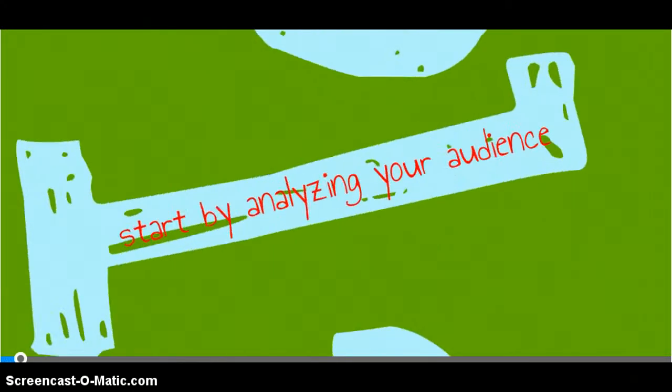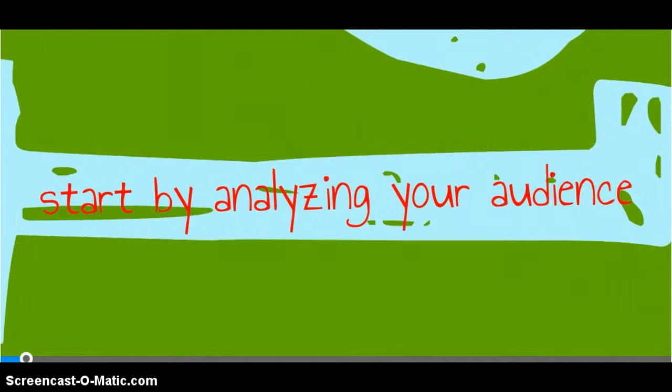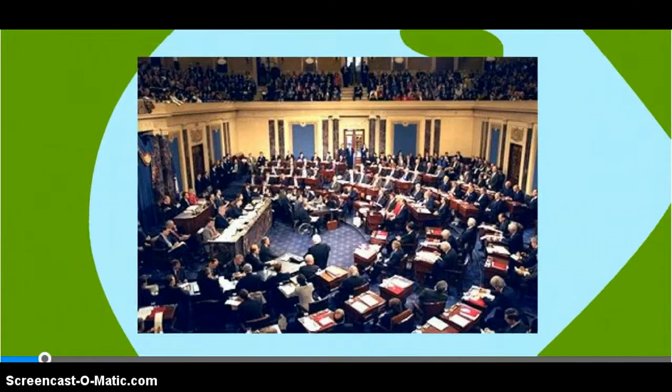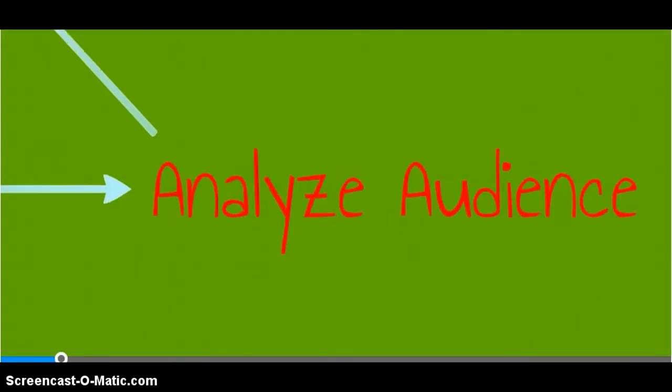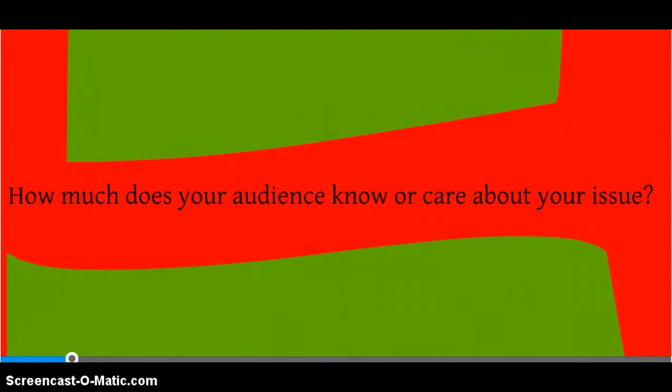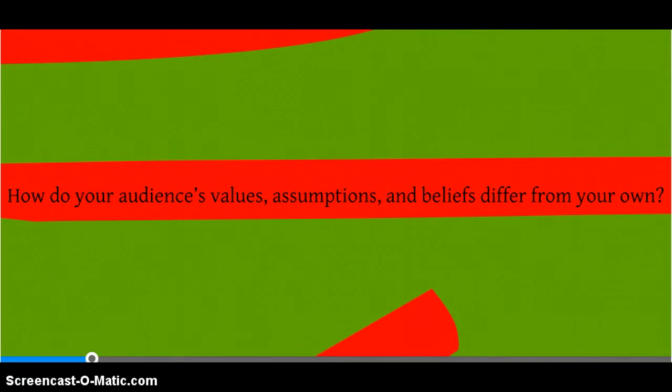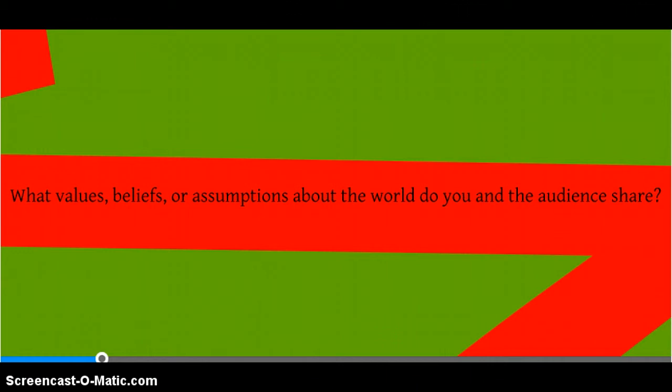As with any writing project, begin your planning by analyzing your intended audience. If you are working with a general readership, try to imagine from the start as specifically as possible what kinds of readers you particularly want to sway. When analyzing your audience, consider how much does your audience know or care about your issue? What is your audience's current attitude toward your issue? How do your audience's values, assumptions, and beliefs differ from your own? What values, beliefs, or assumptions about the world do you and your audience share?